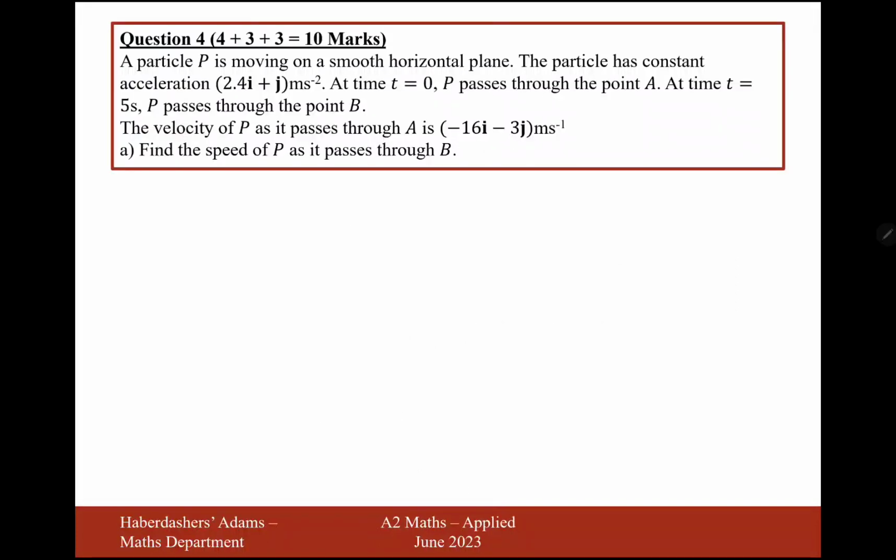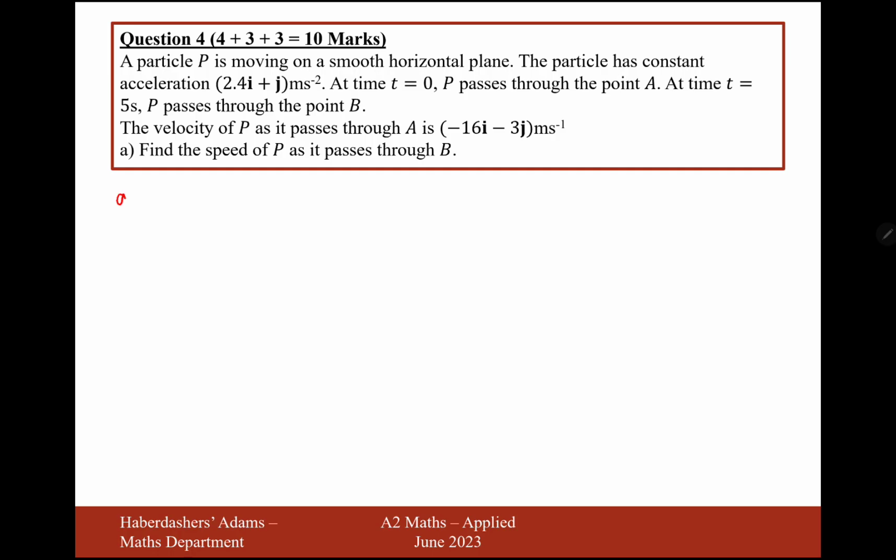Here we're looking at question 4 from the mechanics section. A particle P is moving along a smooth horizontal plane. The particle has constant acceleration of 2.4i plus j. At time t equals 0, P passes through point A. At time t equals 5, particle P passes through point B. The velocity of the particle as it passes through A is minus 16i minus 3j meters per second. Find the speed of P as it moves through B.